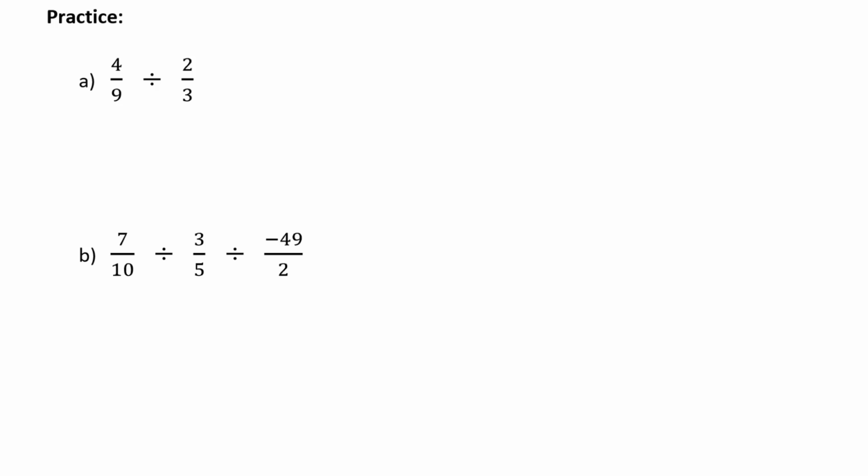4 over 9 divided by 2 over 3. The value that comes after the division sign, we take the reciprocal. This is 4 over 9 multiplied by 3 over 2. Can we cancel terms out? Yes, we can. I can take a 2 out of the 4. How many times does 2 go into 4? It goes in 2 times. On the bottom, how many times does 2 go into 2? It goes in 1 time.